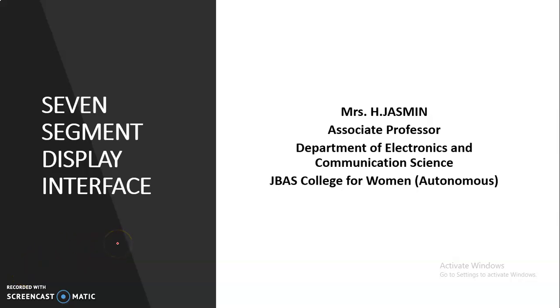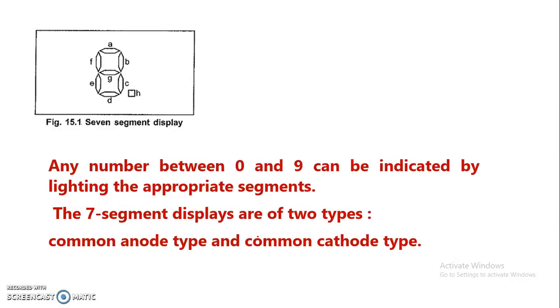Now we are going to see the 7 segment display interface, that is how to connect the 7 segment display with the 8085 microprocessor. You might be knowing what a 7 segment display is. This is a diagram of the 7 segment display, that is, you will have 8 LEDs arranged as an 8.